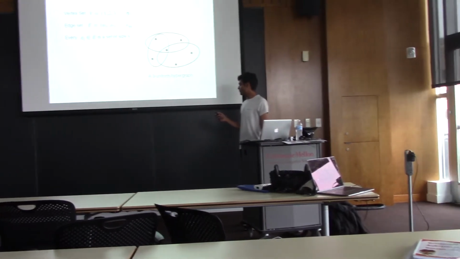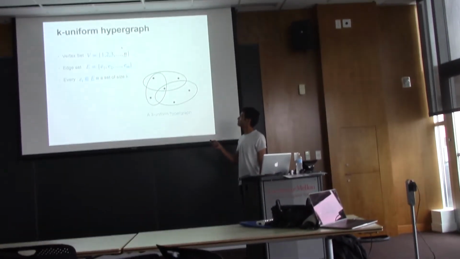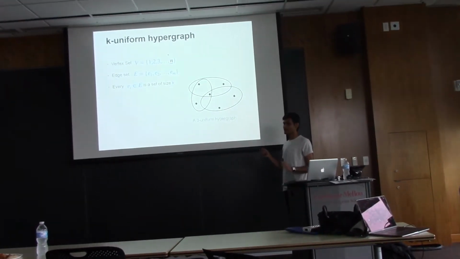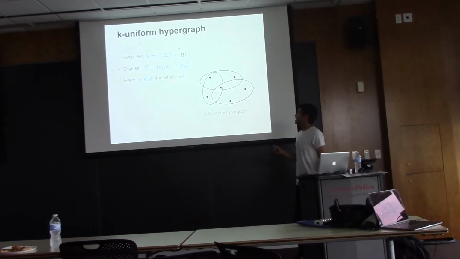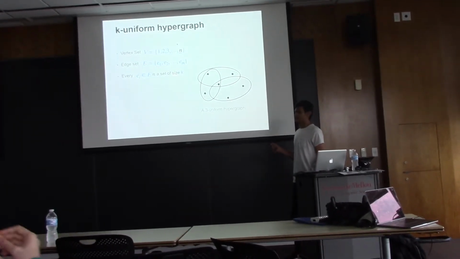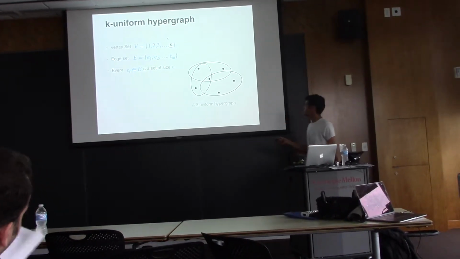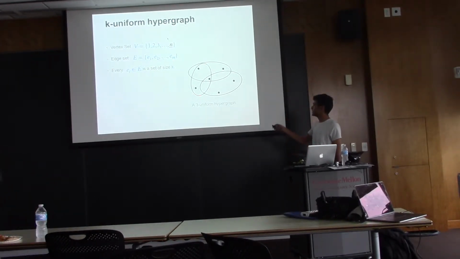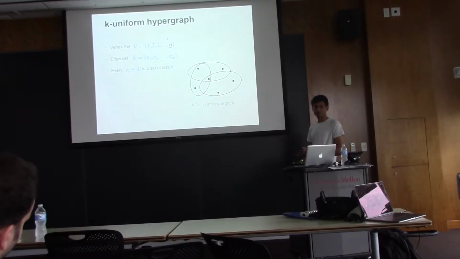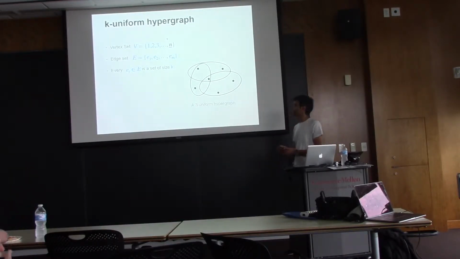So we have a vertex set, and we denote the number of vertices by n for most of the talk. And then there are these edges. Each edge is a subset of size k in a k-uniform hypergraph. For example, here, it is a k-uniform hypergraph, each edge is a subset of size k. It's a generalization of a graph.